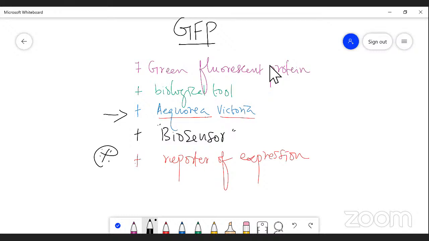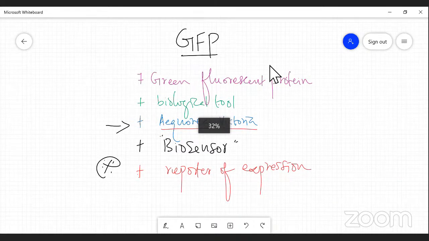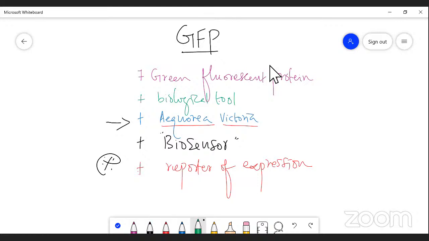So what is the use of this? It acts as a biosensor. Not only that, it is also used as a reporter of expression. Before that, I should introduce GFP. Why does it look green in color? Because this green fluorescent protein consists of some amino acids.